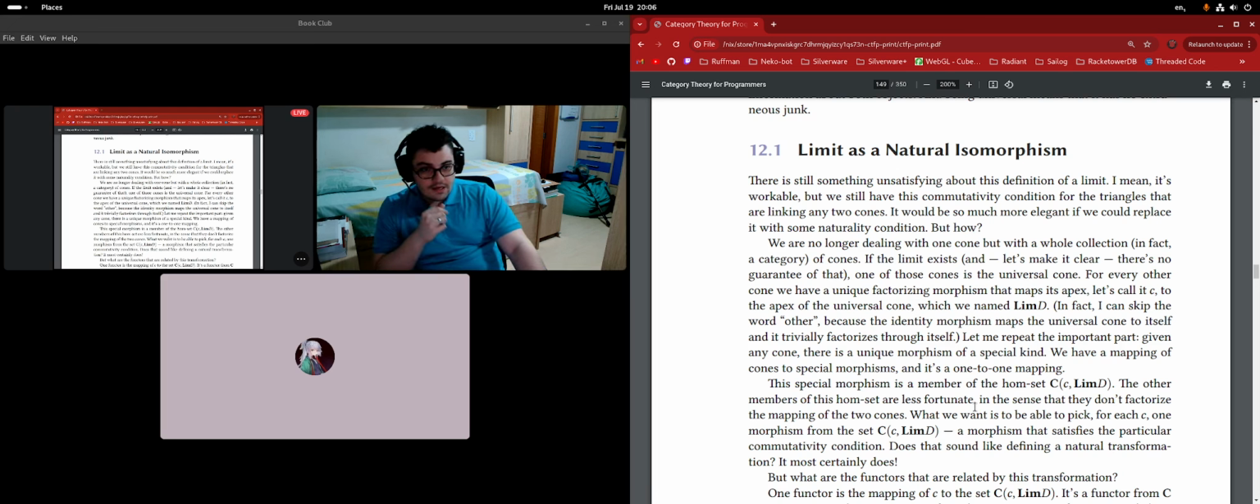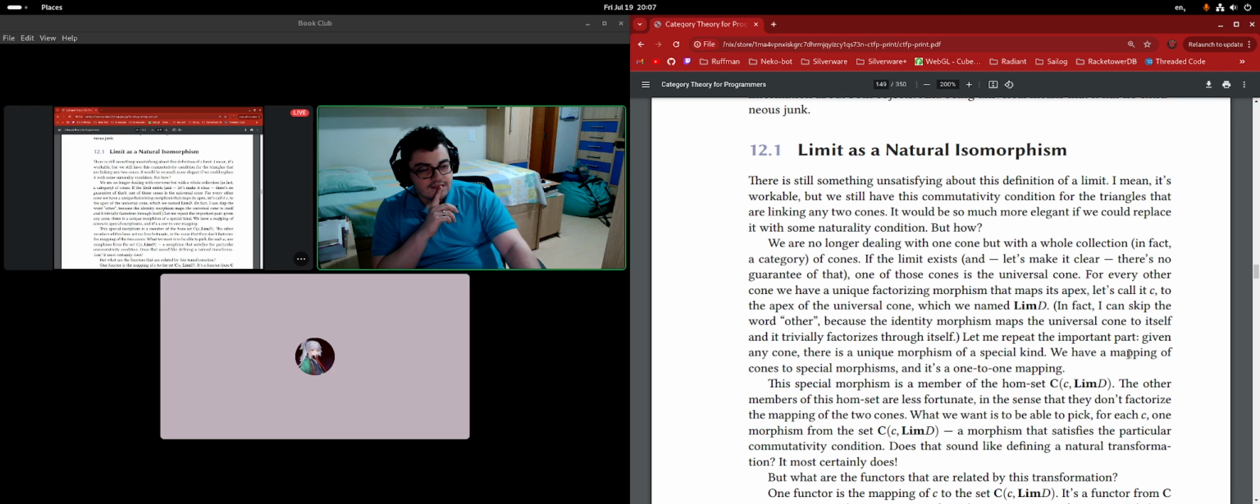So let's go. We're not only dealing with one cone, but with the whole collection. If the limit exists, one of those cones is the universal one. For every cone, we have a unique factorizing morphism that maps to its apex. We have seen this before. Given any cone, there is a unique morphism of a special kind. We have a mapping of cones to special morphisms, and it's a one-to-one mapping. Yeah, the morphism that goes to the terminal object, the lim D.